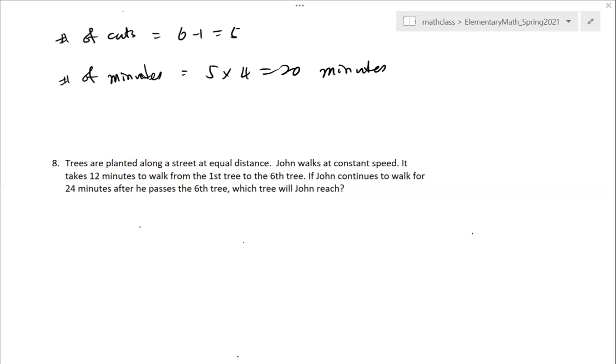Michael says 18th tree. Caden says 18th tree. Andy says 18th tree. Everybody says 18th tree. Okay.